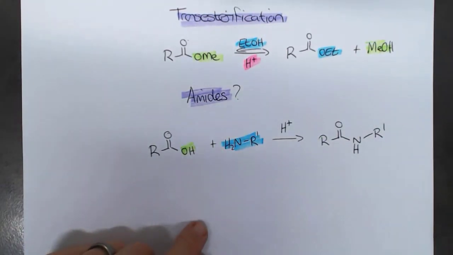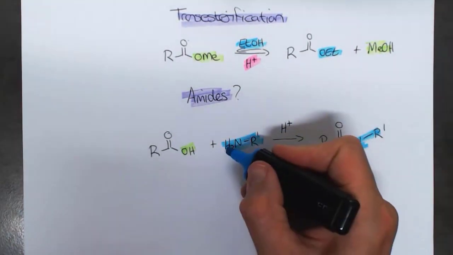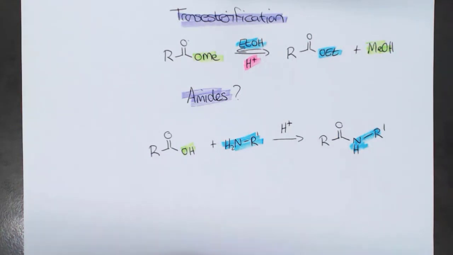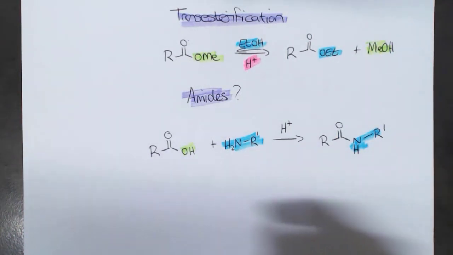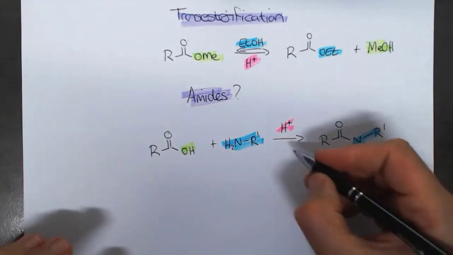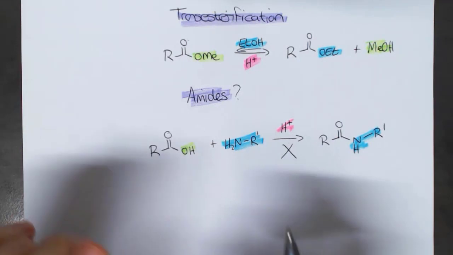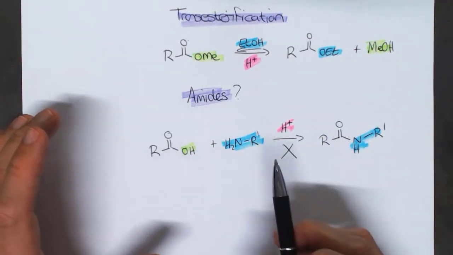So this would be a condensation reaction. So we're giving off water at the end, one of those hydrogens and the OH over there. So that's what we want to be able to do, but this doesn't work. It's not going to work at all. And the reason it doesn't work is because of the chemistry that's involved and what we need to happen.